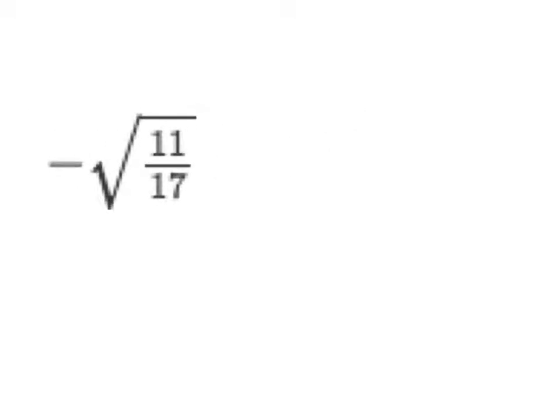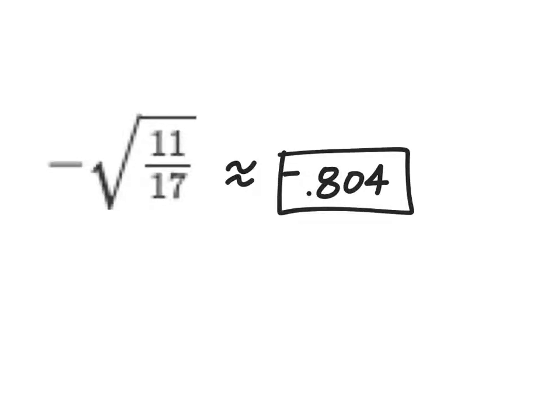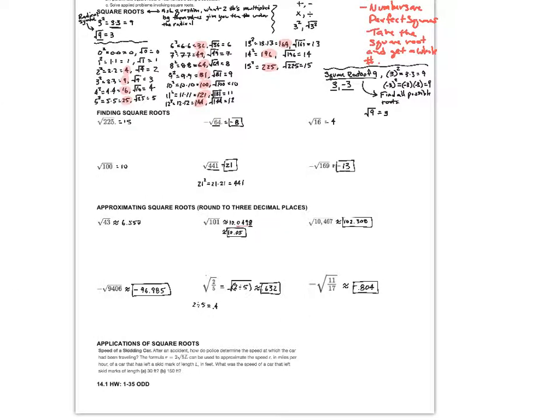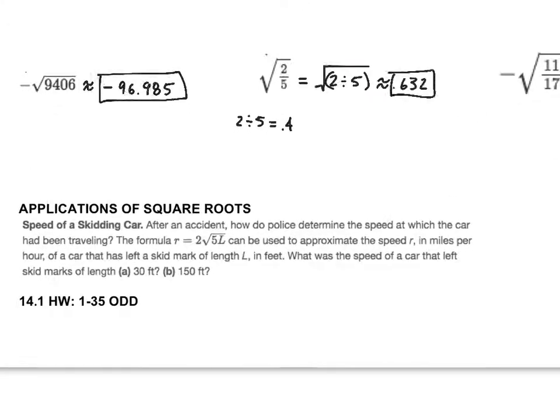Okay, negative square root of 11 over 6, so I know my answer is going to be negative, so it's approximately negative. Let me do square root of 11 divided by 17. And it's going to give me negative 8.804. And that's my answer. Okay. And that's it. All right. So not too terrible. You know, use your calculator. It'd be helpful. All right.